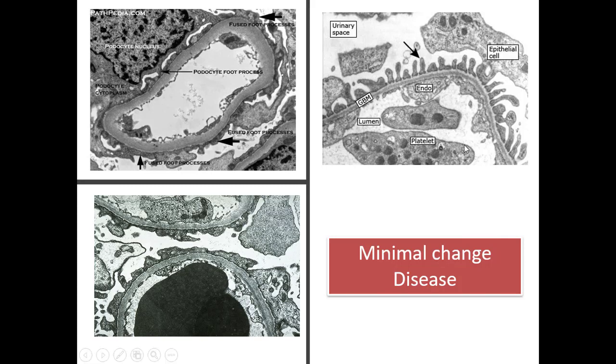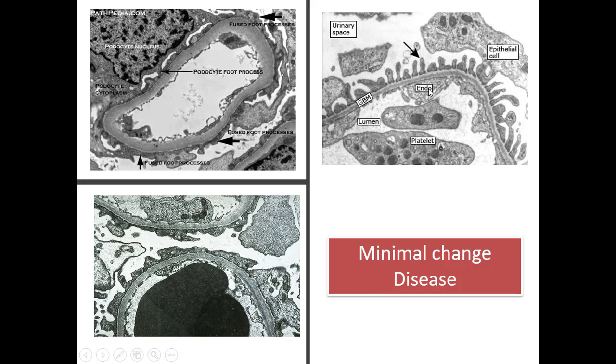You see here, this is the electron microscopy of the glomerular capillary. This is the glomerular capillary, and this is the blood within the glomerular capillary, and this is the endothelium, and this is the glomerular basement membrane, and this is the podocyte foot process. You see here the podocyte foot processes are very organized and arranged well, and they have slit membranes in between. This is the blood space, and this is the urinary space. Those are the podocyte foot processes, and this is the GBM, and this is the endothelium.